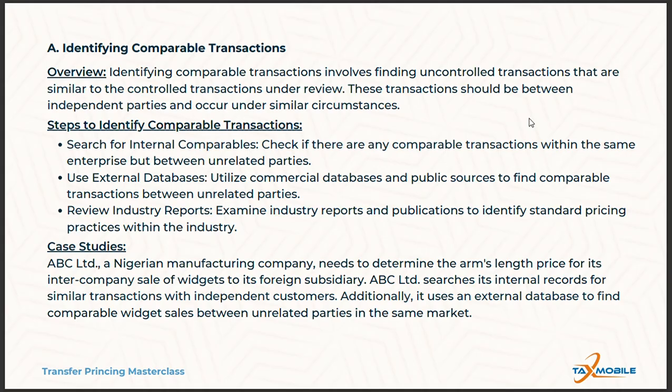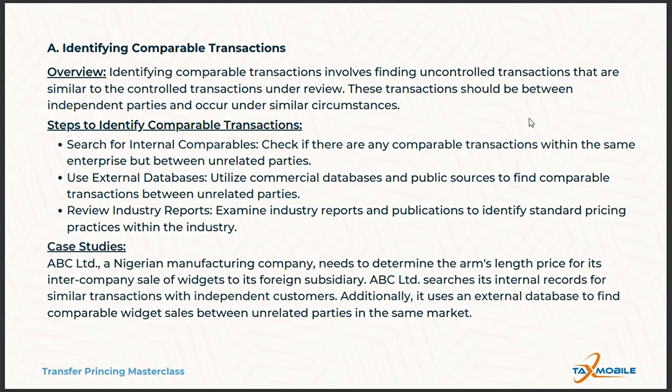So there are internal comparables, which are transactions between the multinational enterprise and third parties, and external comparables, with data sourced from external databases or public records, which can be found in commercial databases, industry reports, public filings, or market studies. This phase is critical to finding transactions that closely match the controlled transaction in terms of economic characteristics.